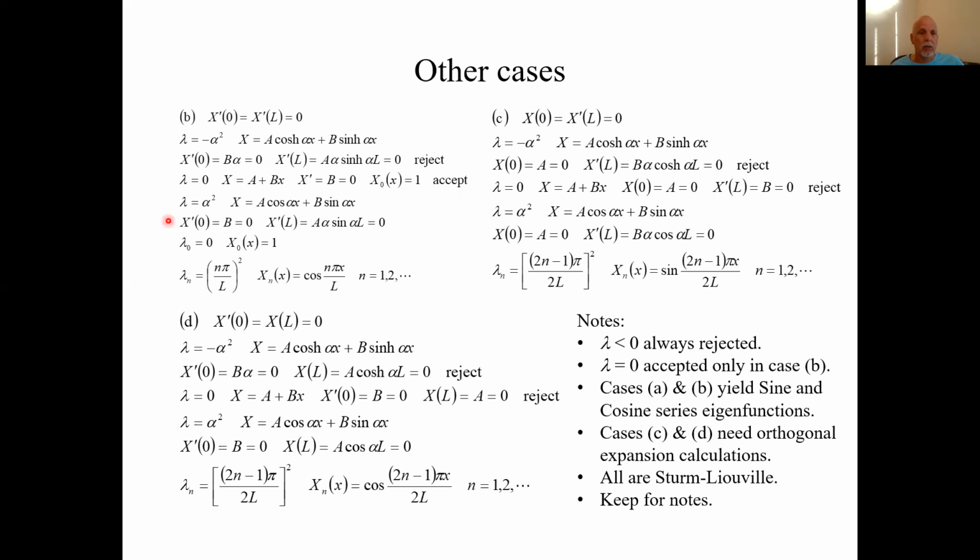And then for the positive cases, let's go through that. Here's the general solution. The derivative will be minus A alpha sine plus B alpha cosine, so it'll be B alpha, actually there should be an alpha there. That equals 0, but alpha isn't equal to 0, so B must be 0. That leaves cosines.